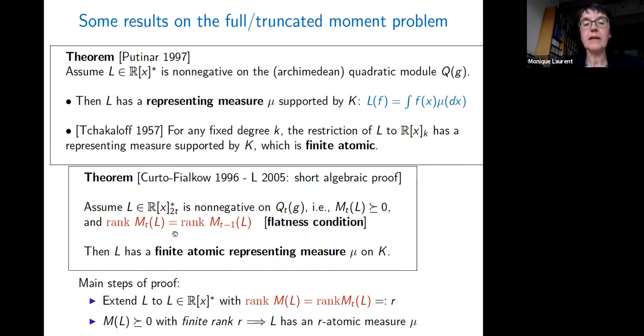And then it's a very nice result that under these conditions, you can conclude that L actually has a finite atomic representing measure. And this will be a very useful result when applying it to polynomial optimization, because these finite atoms entering the representing measure will actually correspond to the minimizers of the polynomial optimization problem that we are looking at.